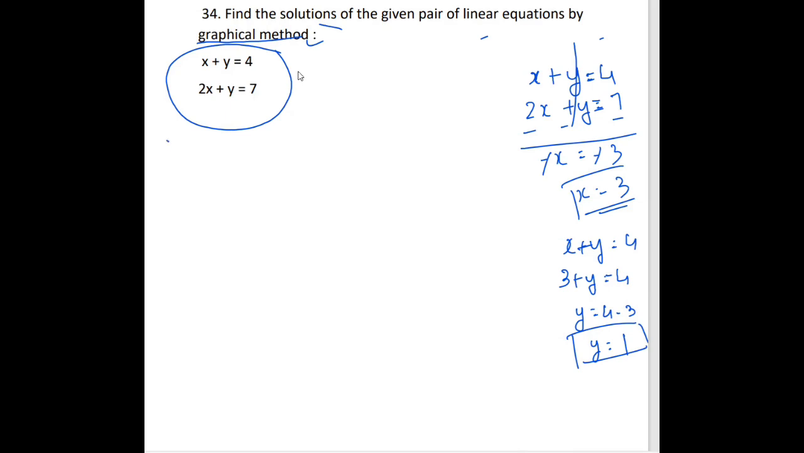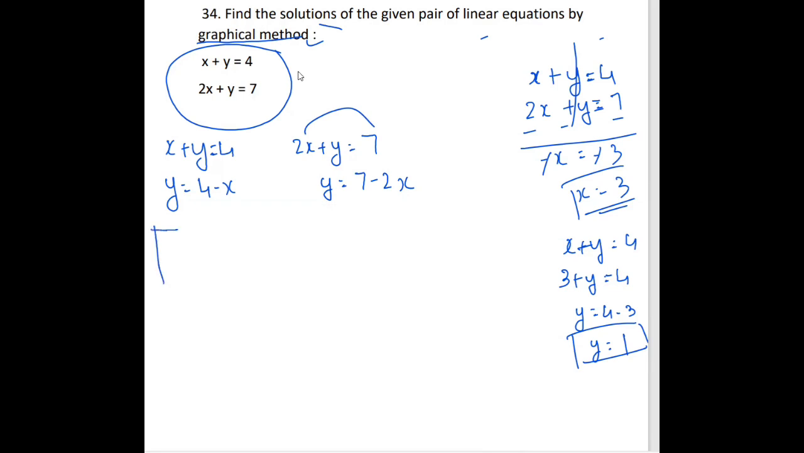Now let's go to the question. What is the first step to do in the graph? Write the two equations separately like this. Okay, now keep y at one place and send x to the other side. Keep y here and send 2x to the other side. This is the first thing: you keep y at one place, send the other two numbers to the other side.